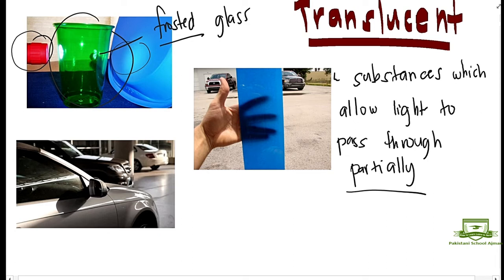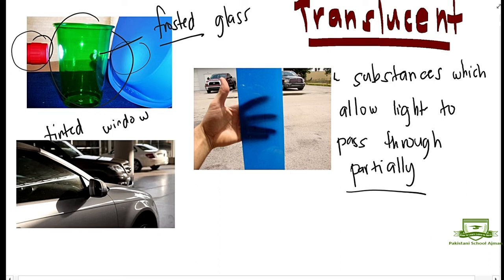The next example is a tinted window of a car, or car window. If you can observe, we can only see partially whatever is on the other side of the tinted glass window. We cannot see it clearly because tinted windows of cars are examples of translucent material in which some of the light is blocked and some of the light is passing through.